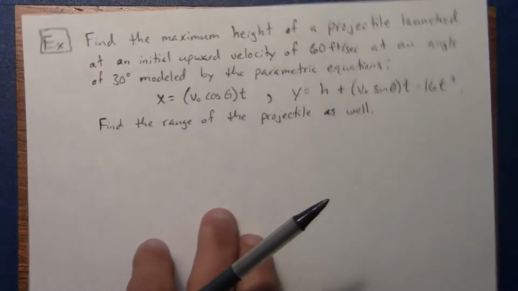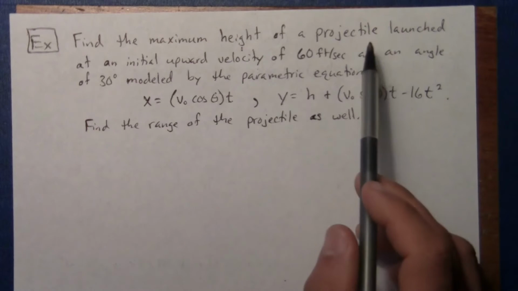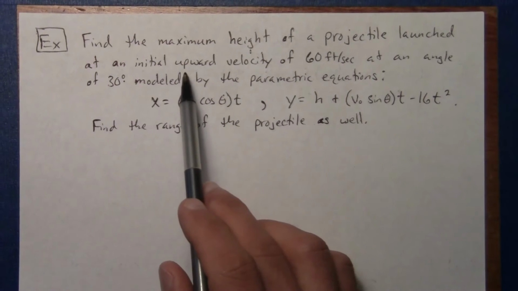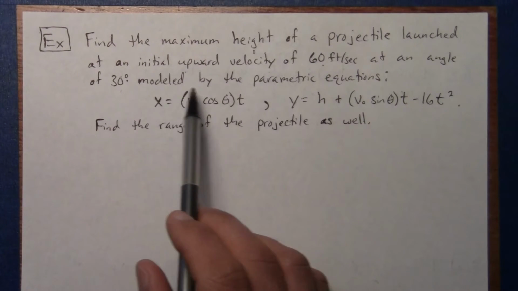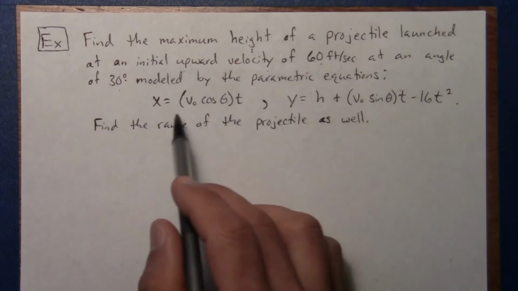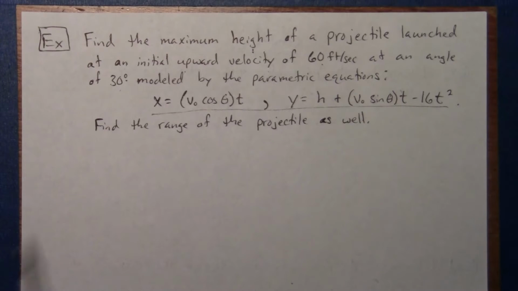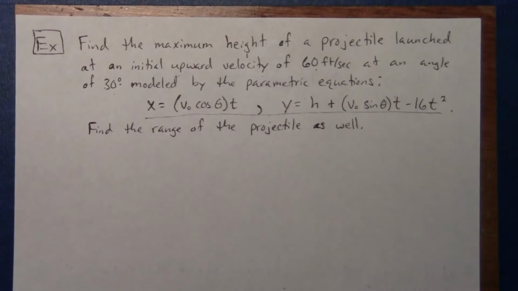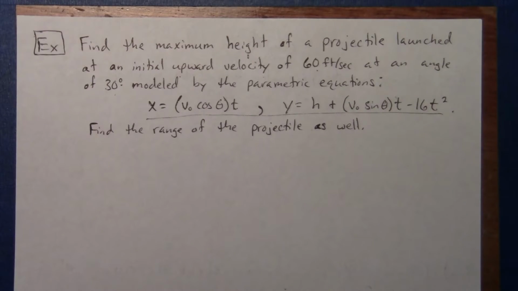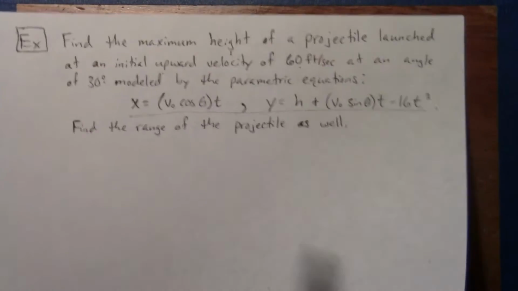And then the last one's going to ask you to find the maximum height of a projectile launched at an initial upward velocity of 60 feet per second at an angle of 30 degrees, modeled by the parametric equations, and then there are your parametric equations. And then it's also going to ask you to find the range of the projectile. So this is kind of like number 57, I believe it is, on your homework.